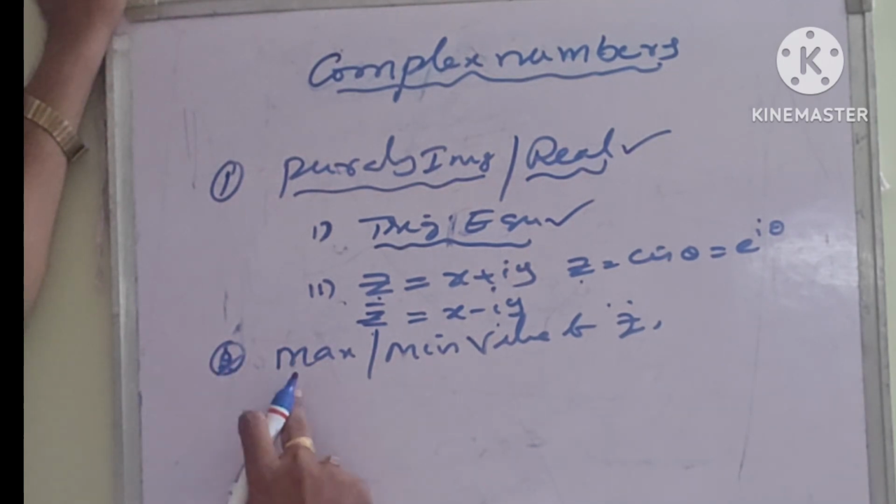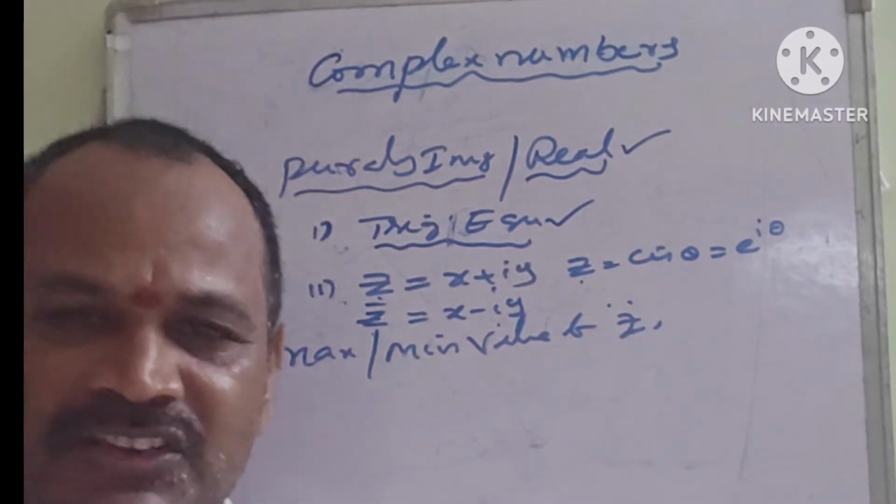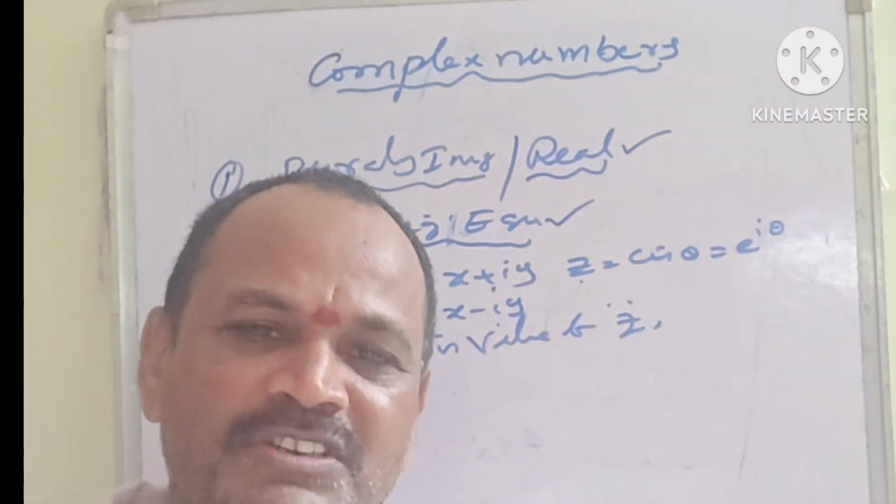Now the second model, the maximum and minimum value of z. So these two areas are the most important.